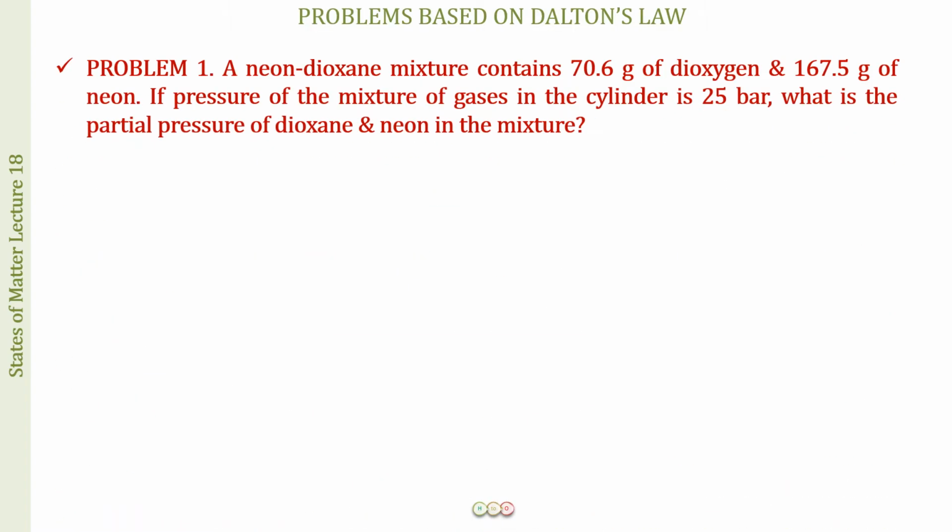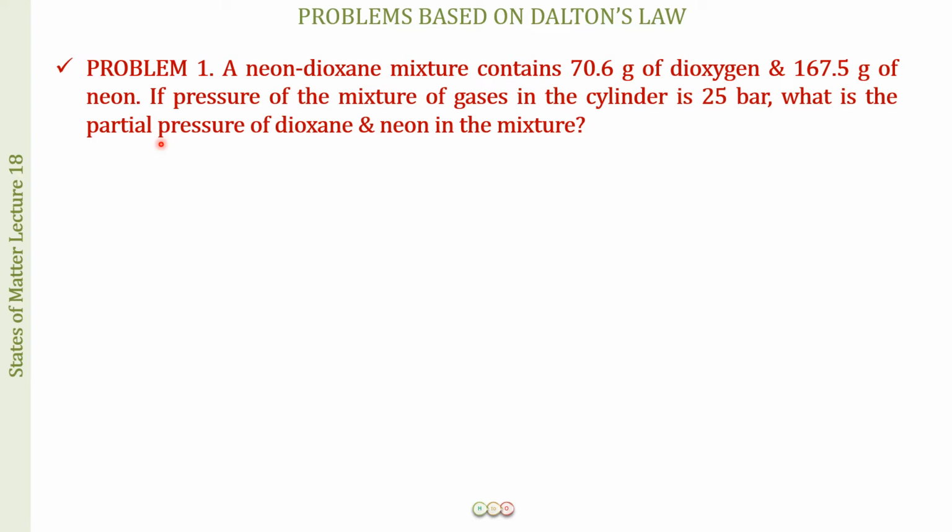So the first question is that a dioxygen-neon mixture contains 70.6 gram of dioxygen and 167.5 gram of neon. If the pressure of the mixture of gases in the cylinder is 25 bar, what is the partial pressure of dioxygen and neon in the mixture? Here we have a mixture of two gases, and these gases are non-reactive in nature. So this is going to be a question of Dalton's law of partial pressure, right? What we are given is the amount of the two gases and the total pressure. What we have to find out is the partial pressure.